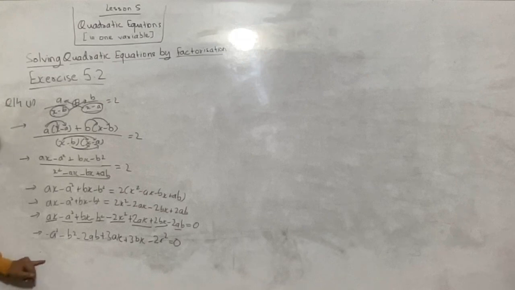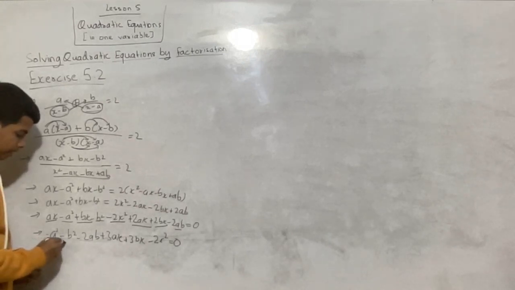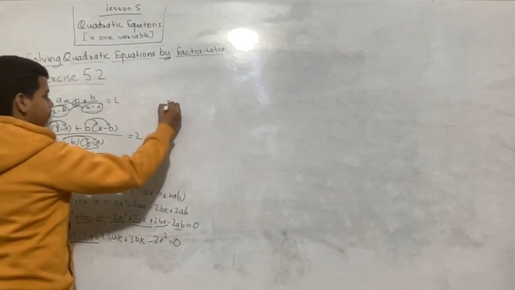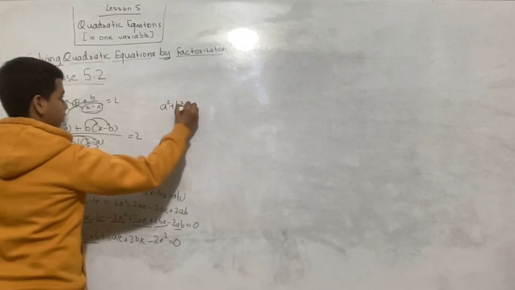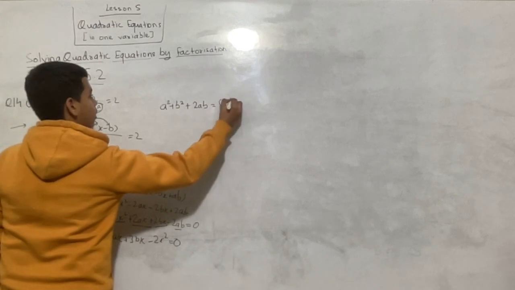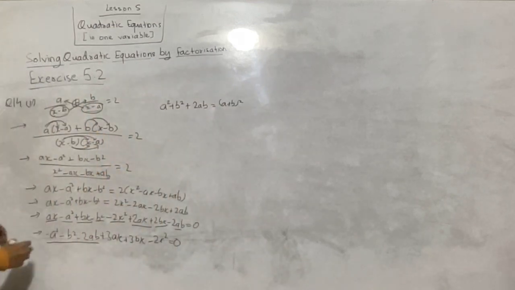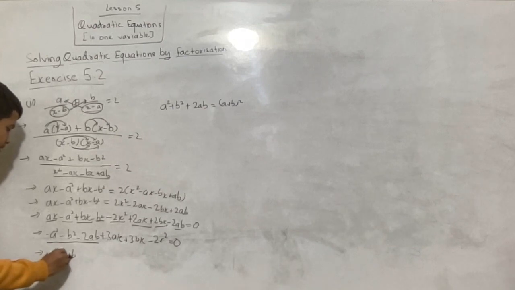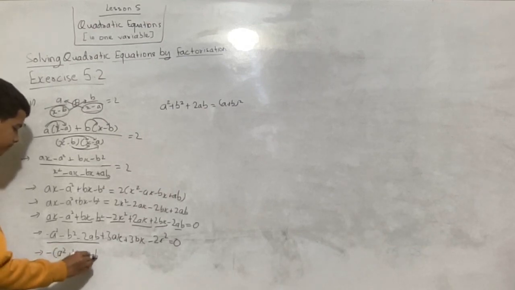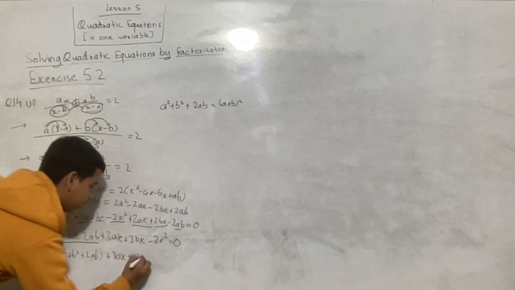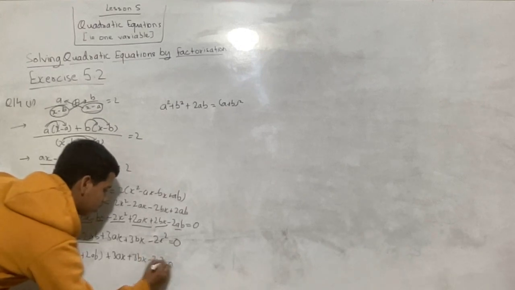Have you noticed a pattern? There is a pattern: minus a square minus b square minus 2ab. If you remember the formula, a square plus b square plus 2ab is equal to (a plus b) whole square. So you can just convert it by taking minus as common. Minus (a square plus b square plus 2ab), and the rest will be the same, 3ax plus 3bx minus 2x square is equal to 0.